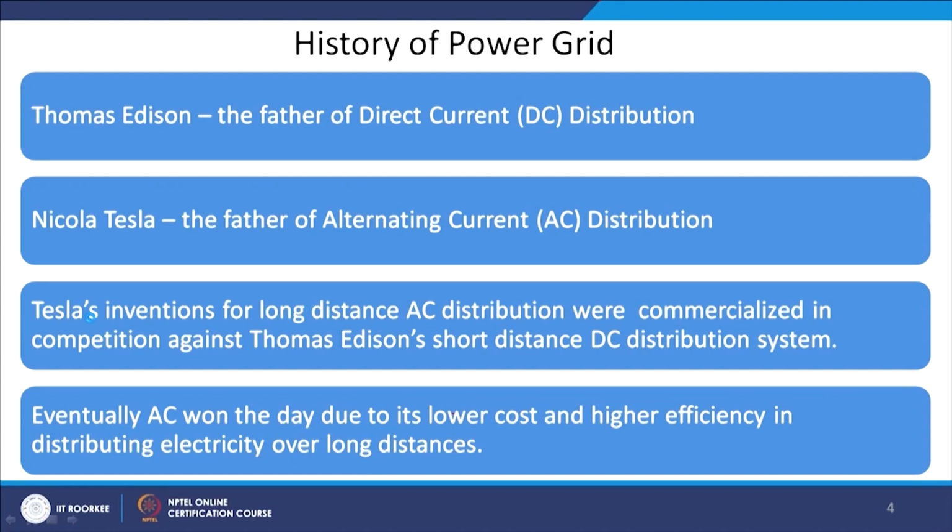So, I wish to conclude at this stage that though DC distribution was equally popular, similar to AC distribution, over a period of time it has been realized that the AC distribution system is more economical compared to DC distribution, especially when you are transmitting over long distances.